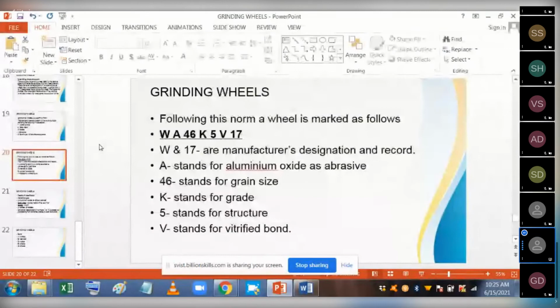So specification is a part of life, and you must learn specification of everything as an engineer.